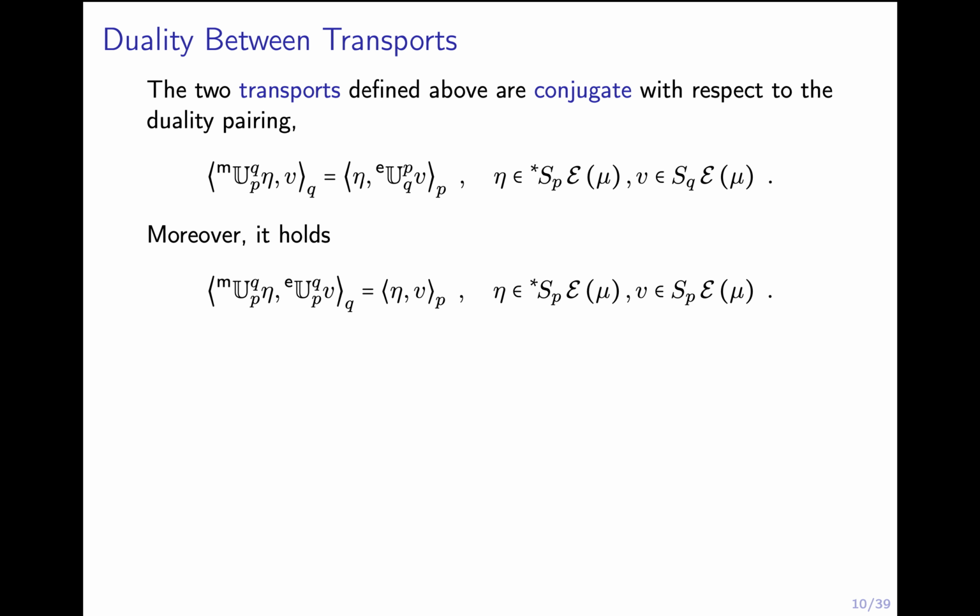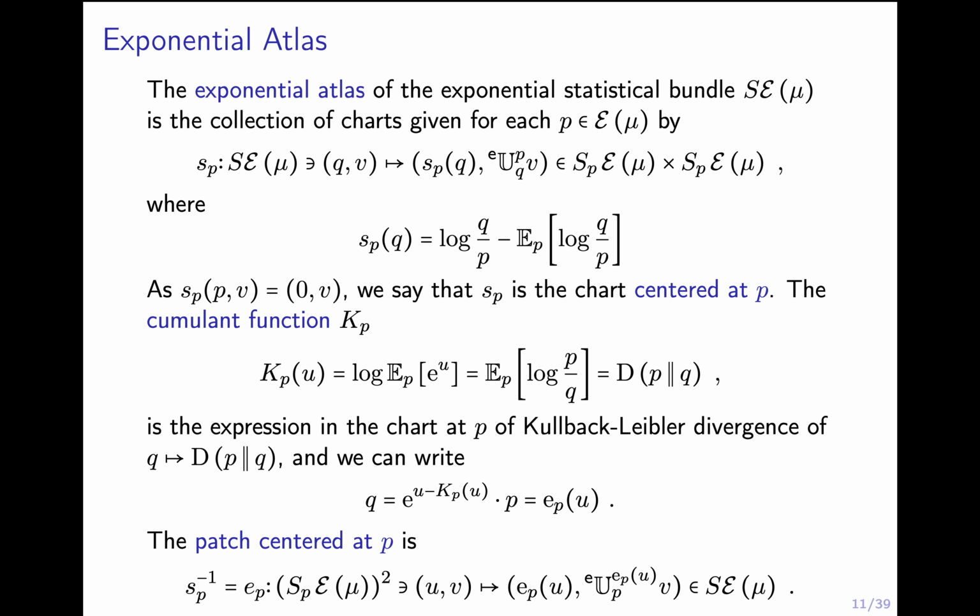So transports move vectors between tangent spaces defined in different points. These are properties of dual transports which are well known in information geometry. Basically you can move one vector with one transport and the other with the other dual transport, and the inner product remains the same. Similarly, you can move the two vectors with the dual transport, and this will maintain the inner product between the two quantities.